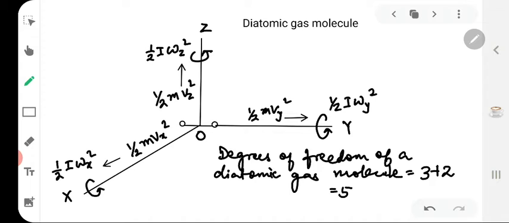Now, at very high temperatures of the order of 5000 Kelvin, the vibrational motion excites up in the gas molecules. Then the diatomic gas molecule possesses 3 plus 2 plus 2, that is 7 degrees of freedom. The additional 2 degrees of freedom being due to its vibrational motion. Now here I would like to point out that the molecules of chlorine gas possess degrees of freedom due to vibrational motion even at room temperature.